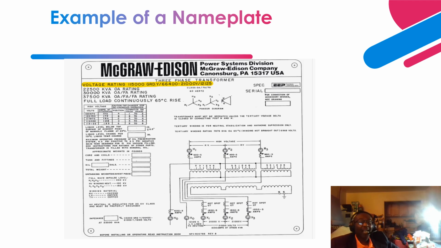The dash is what separates the high voltage side and the low voltage side, as you can see over here. This is the high voltage side, and this is the low voltage side. So the high voltage side is 115 kV line to line, and line to neutral is 66.4 kV. Now let's talk about the low voltage side.